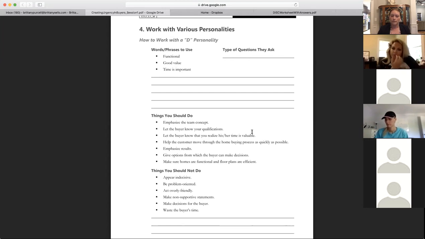And you're going to want to move quickly, emphasize results. That's all they're going to care about is results, and give them options from which to make decisions. High Ds get decision indecision. I don't know if you guys have ever noticed that, some of you working with me for a long time, the more options you give me, the more all of a sudden I get a little overwhelmed in the decision-making process. If you just come to me and say, here's the problem, I've already come up with 2 solutions or 3 solutions, which do you prefer? I might counter your solutions, or I might just pick one. It is the fastest way to create certainty in that conversation with a high D. And making sure that the homes are functional and the floor plans are efficient.